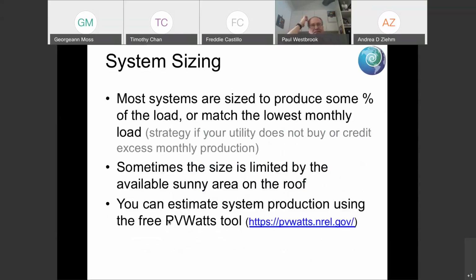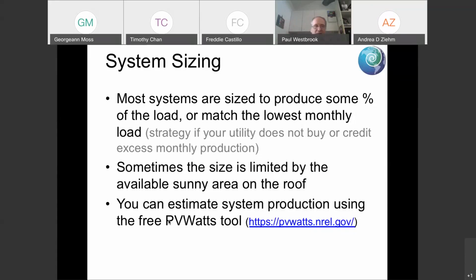So most systems are sized to produce not 100% of your load, but some portion, or in some cases match the lowest monthly load. For instance, when I installed my system, Grayson Collin would not credit me or pay me if I sent excess. So if I put in too many panels, I would be spending my capital cost and giving them free energy during the fall and the spring uncompensated. That doesn't make good financial sense for me. So I looked at my bills, and as you'll see when I do my case study, I sized it to meet the lowest uses, and then it just trimmed my bill on the other months.